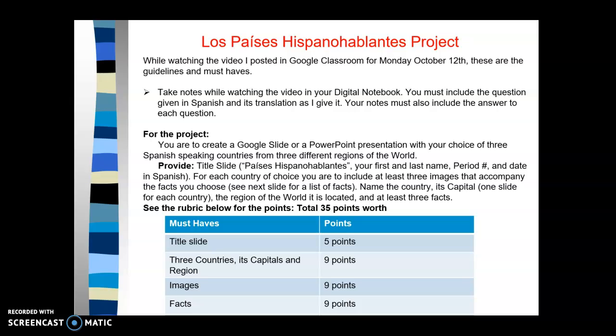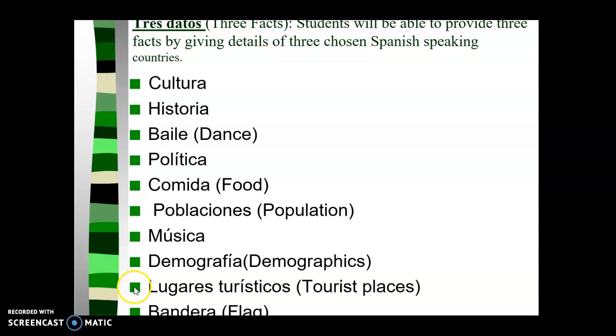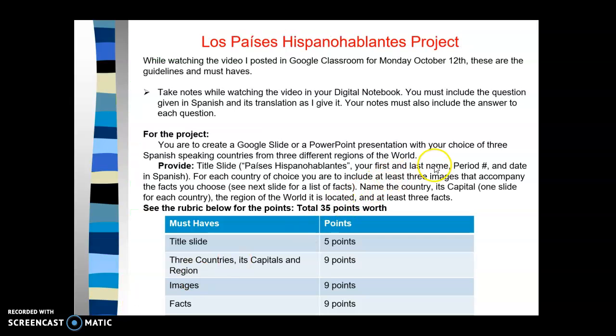Okay? Now, let's go ahead and talk about your project. For your project, you are to create a Google slide or a PowerPoint presentation with your choice of 3 Spanish-speaking countries from 3 different regions of the world. There are 21 countries, as I mentioned, as you already have learned. And you are to choose 3 countries. It could be from Norte America, Centro America, South America, Europa, or Africa.